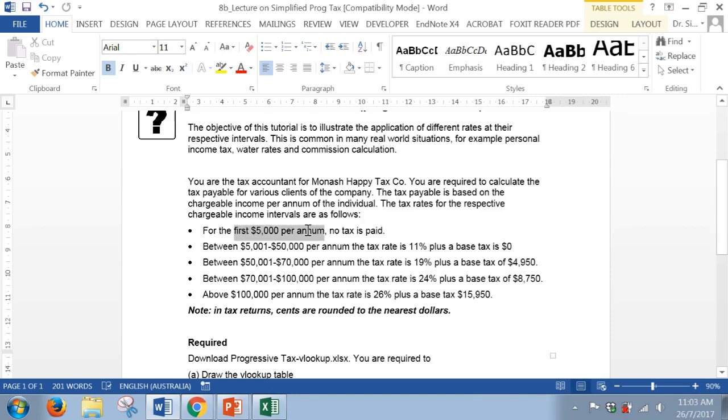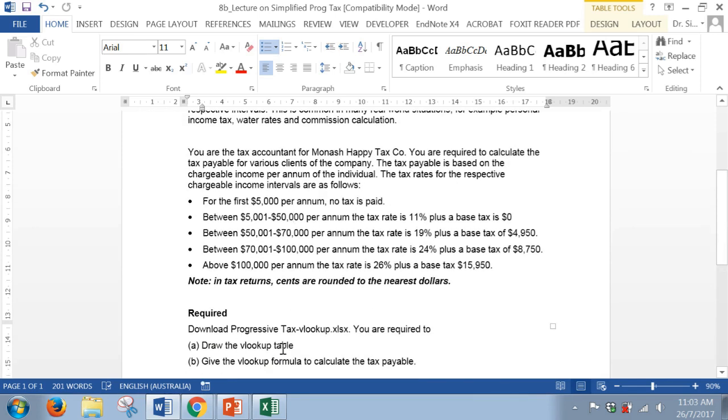The first 5,000, no tax is paid. 5,001 to 50,000 per annum, tax is 11% plus a base tax of $0. 50,001 to 70,000, you have a tax rate of 19% and a base tax of 4,950. And between 70,001 to 100,000, you have the tax rate of 24% and a base tax of 8,750. Above 100,000, the tax rate is 26% plus a base tax of 15,950. In tax returns, cents are rounded to the nearest dollars.